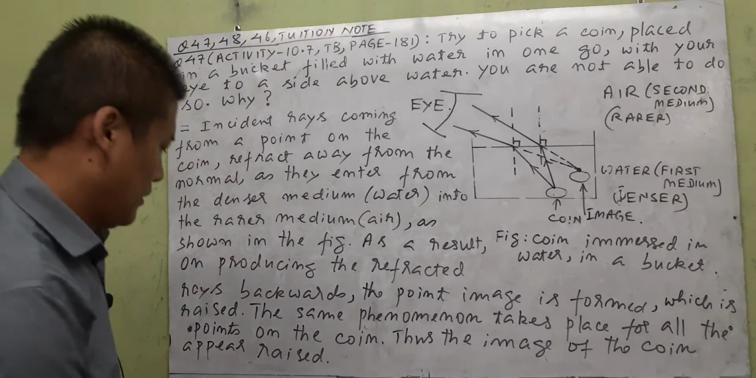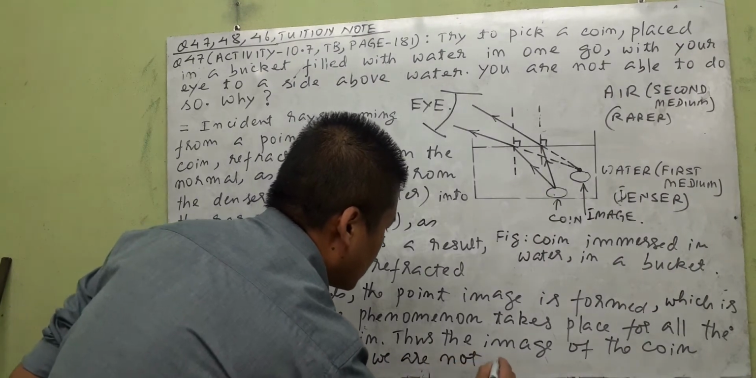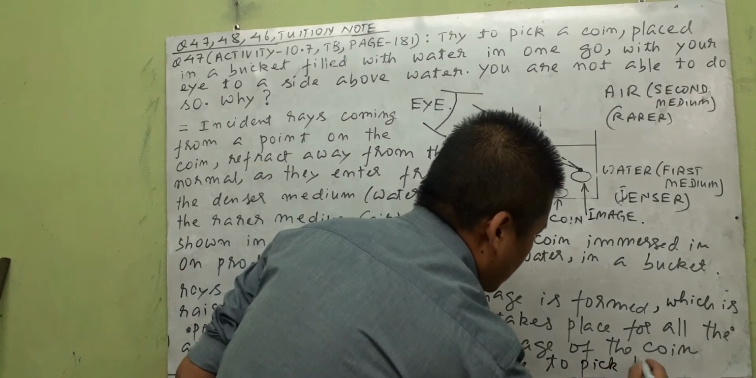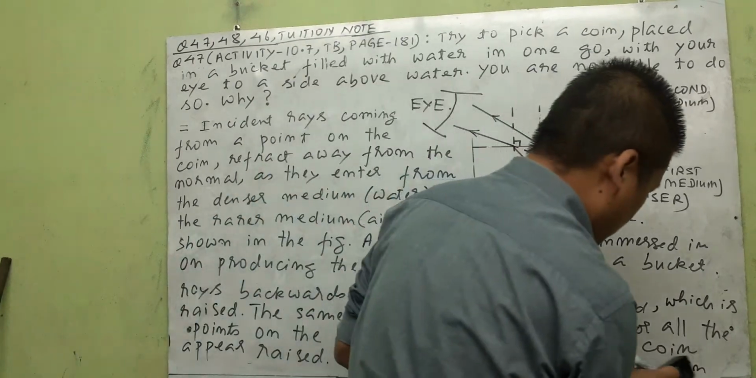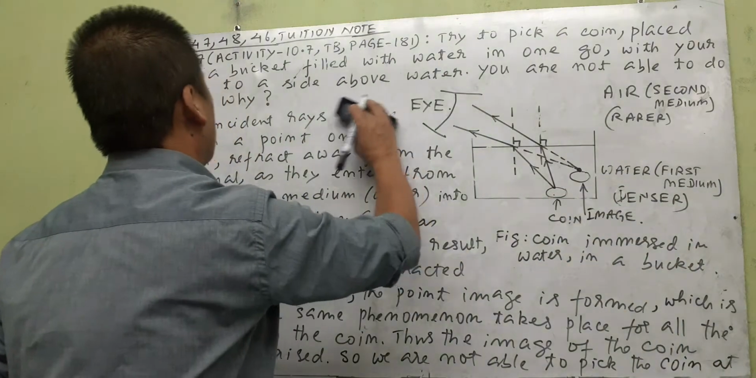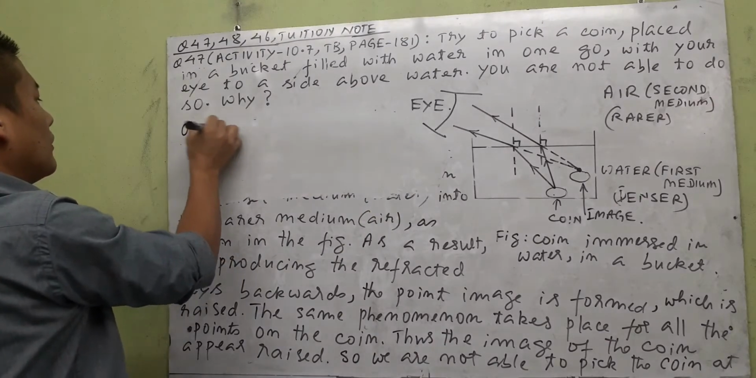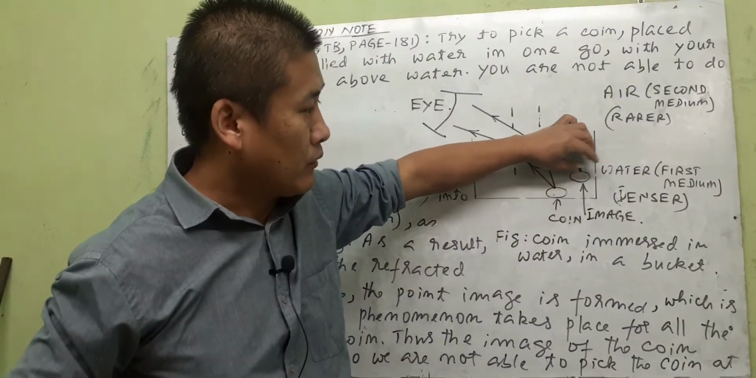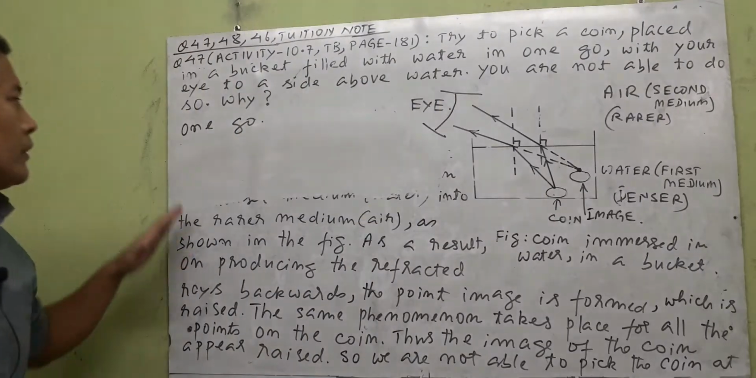So we are not able to pick the coin. Okay, you are not able to pick the coin at one go, because we will be first trying to pick the image, as we can see only the image, and we are not able to pick, and after 4 or 5 attempts only we are going to be able to pick up, right? So that is your answer.